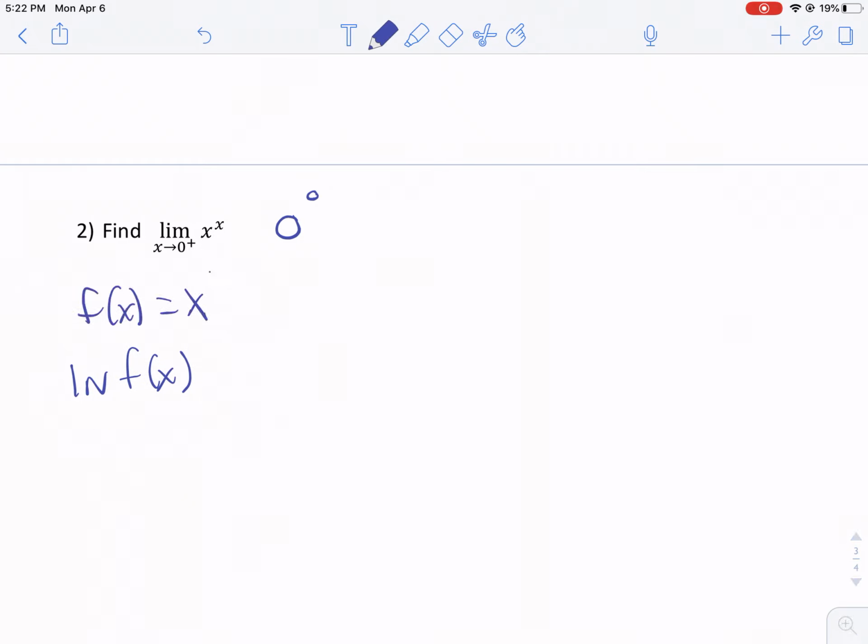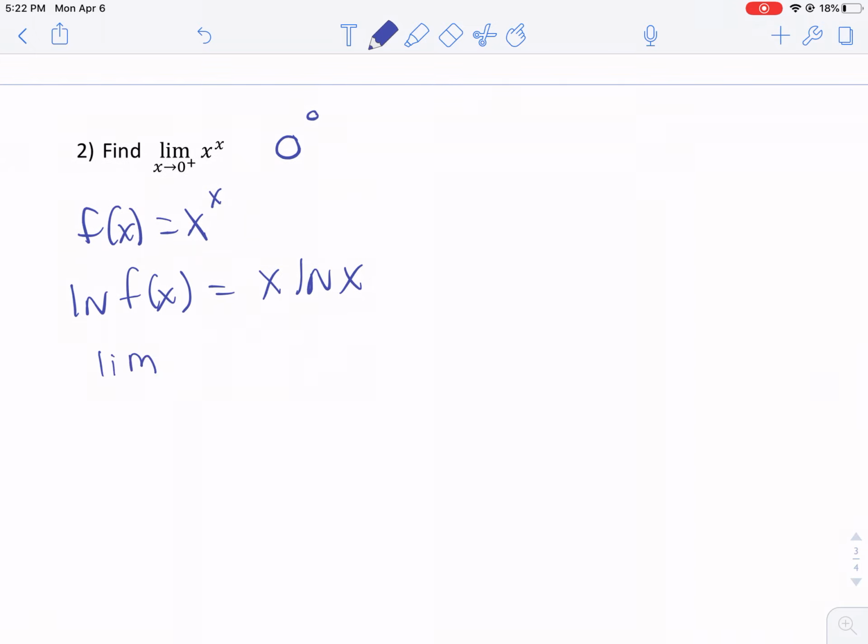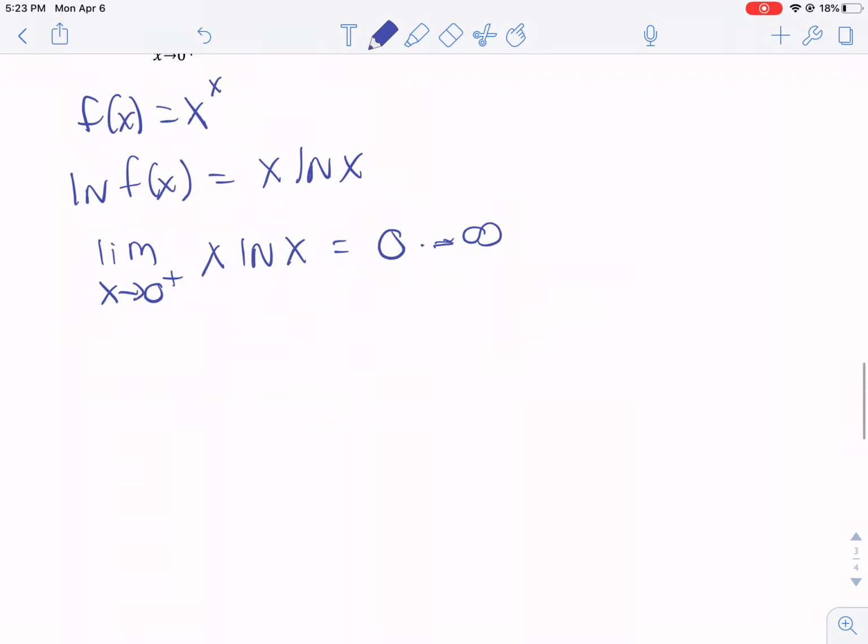If I let f of x equal x to the x, and then I take the natural log of that, I'm going to get this. And then I want to write it as a quotient, because if I took the limit as x goes to 0 from the right of x natural log of x, I would be getting 0 times negative infinity. And that's an indeterminate form, but not ready for L'Hopital. So again, I have to write this as a quotient. So I still have not applied L'Hopital's rule.